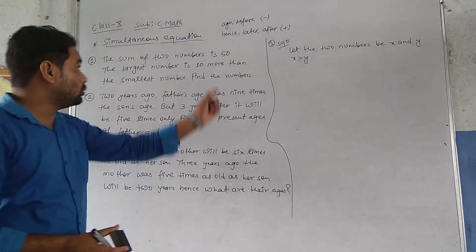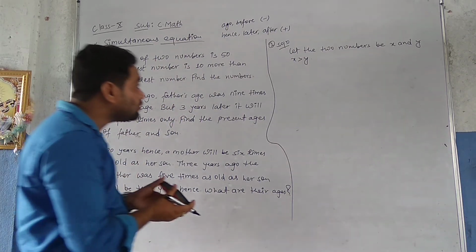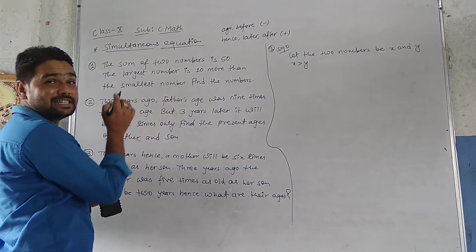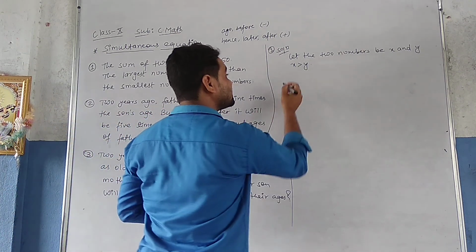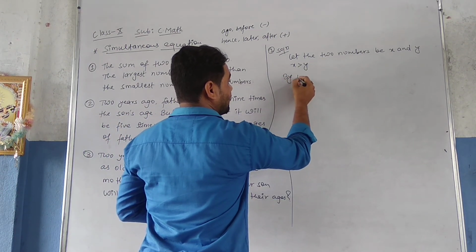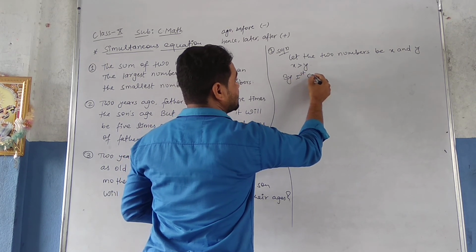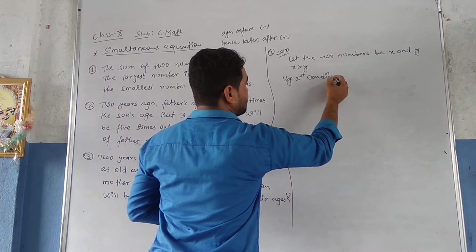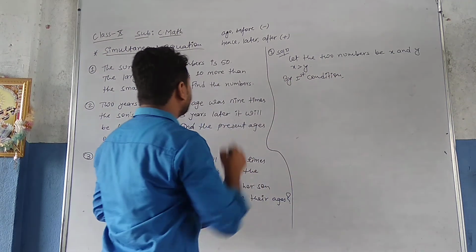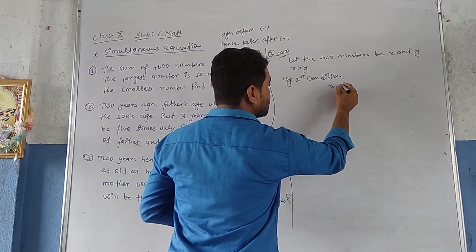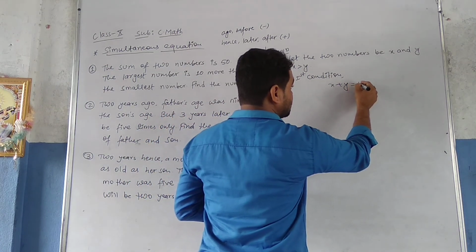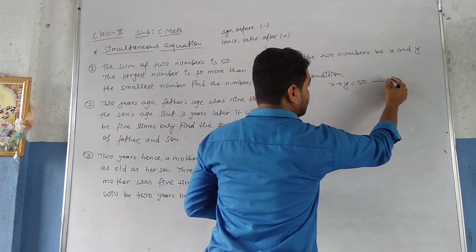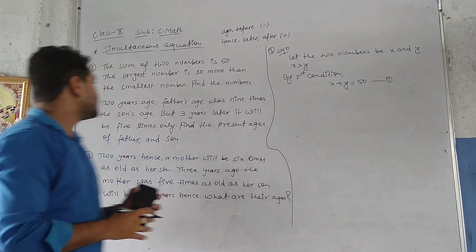Now, x and y, we let the two numbers, and by the first condition it is given that the sum of two numbers is 50. Sum is plus. So by the first condition, the sum of two numbers, and the two numbers are x and y, so their sum becomes 50. This is our first equation.